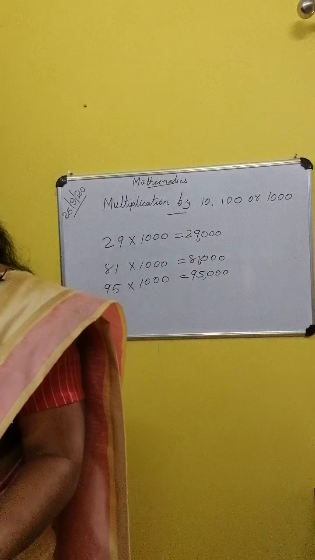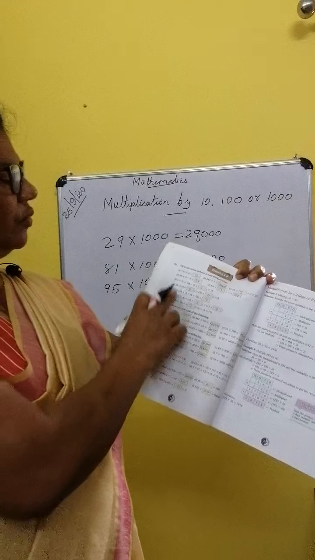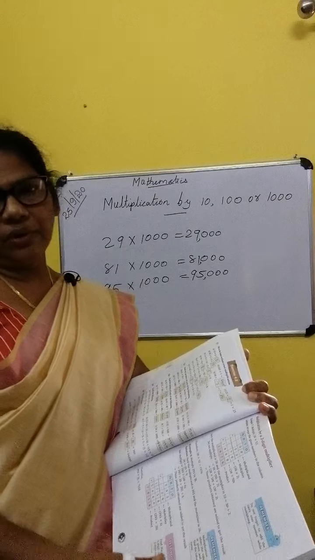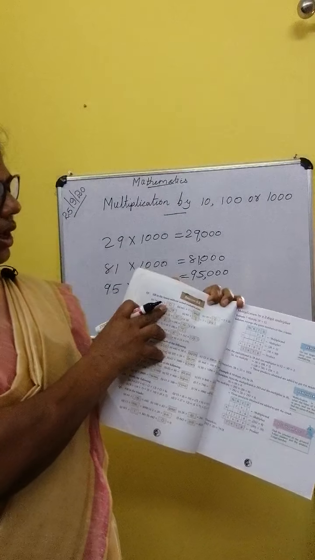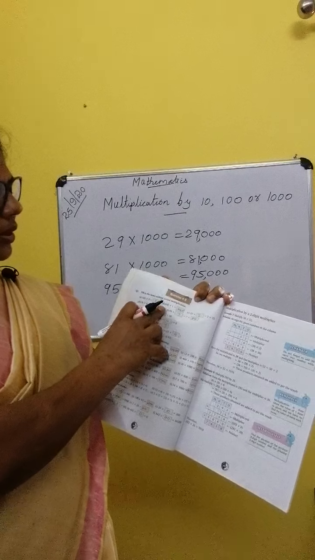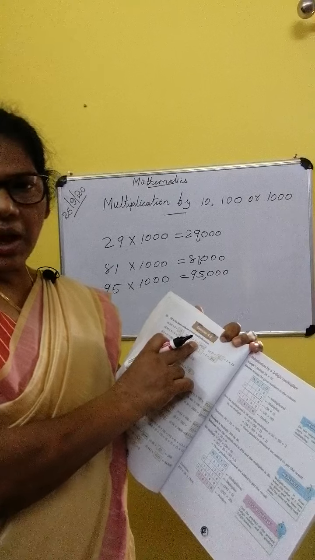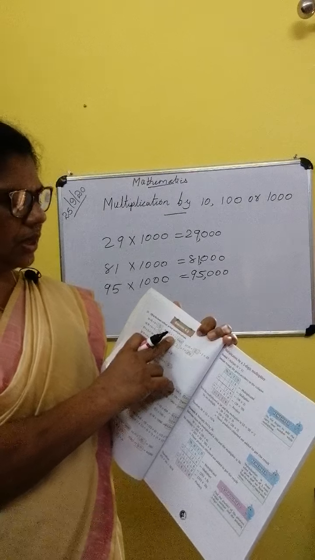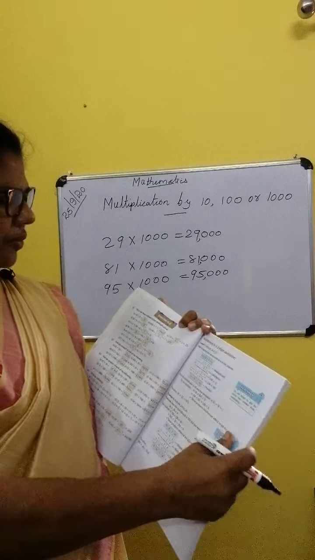Page number 66. Some questions are given. 143 into 0. When we multiply by 0, what will be the answer? 0 is the answer. Answer will be 0. 645 into 1. When we multiply by 1, the answer will be the number itself. So you can write the same number as the answer, 645.